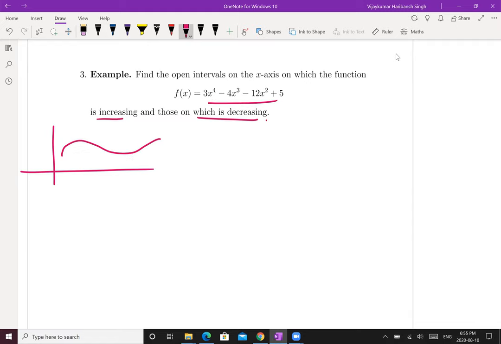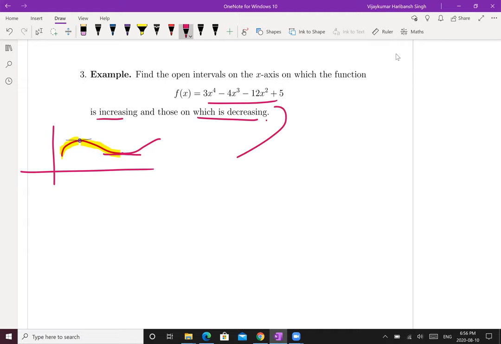So if you look at a function, from here to here, the function is increasing, but before it starts decreasing, the derivative has to become 0. And then it starts decreasing, and before it starts increasing again, the derivative has to become 0. So when you're asked about an interval, you need endpoints of the interval. These endpoints of the interval are provided from the points where the derivative is 0 or derivative does not exist.